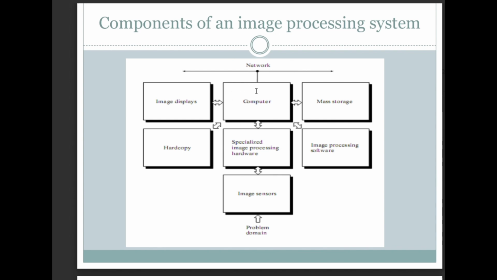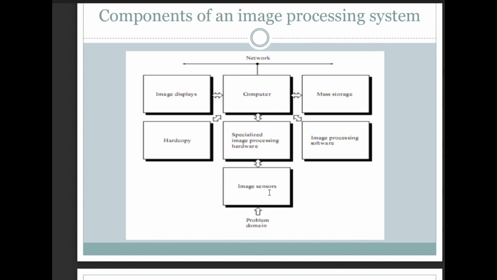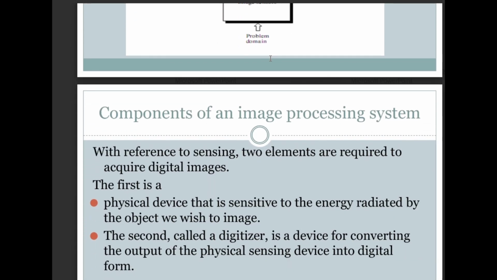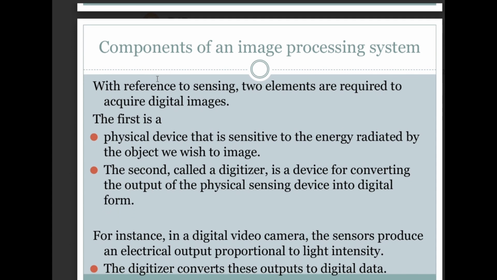a network. The computer is further connected with the image display, mass storage, image processing software and hard copy, along with its connection to specialized image processing hardware and also image sensors. And the starting of the components of image processing would begin with the problem domain and then continue towards the network. We'll discuss each block in detail.